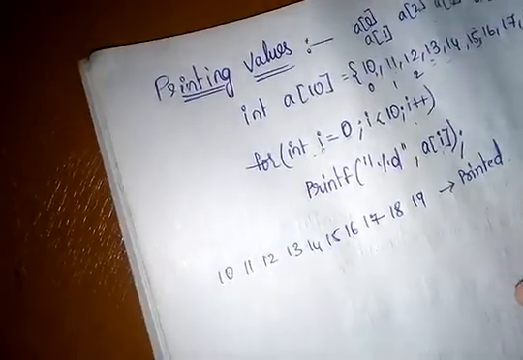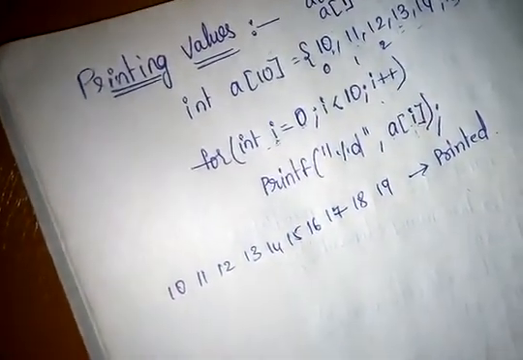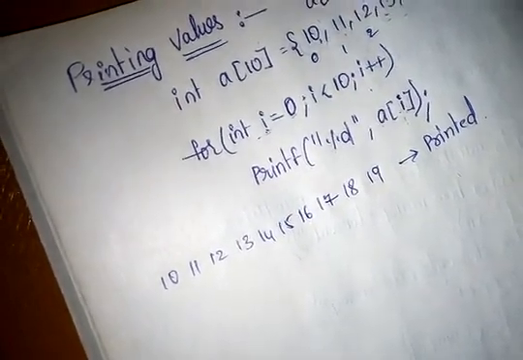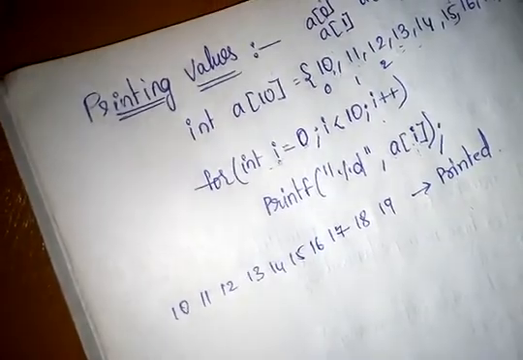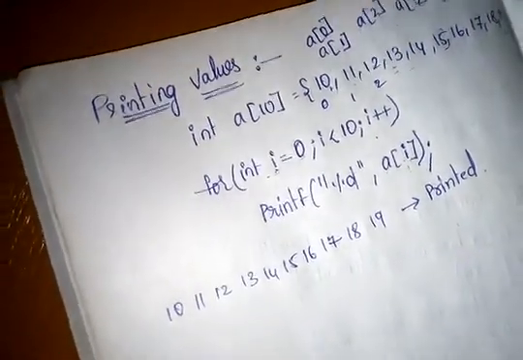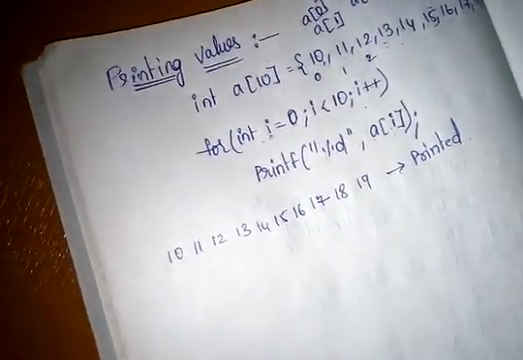So if you want to access, or if you want to assign some values into an array, or if you want to take values as input from the user, you can use a for loop. So that is about printing.